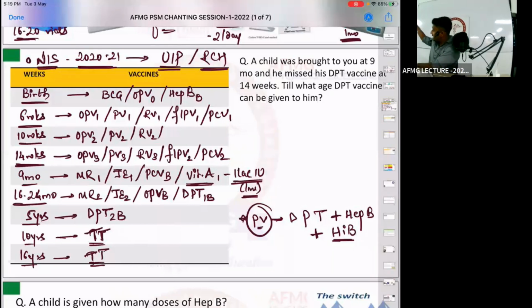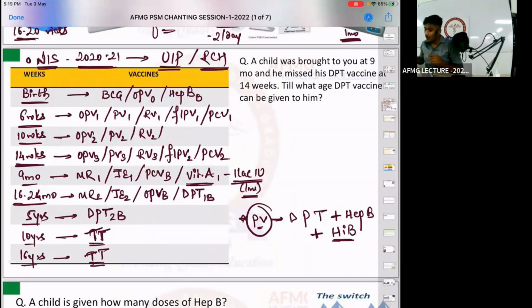जल्दी से. So we did till 14 weeks. उसके आगे 9 months पे which vaccines are given? First dose of MR, first dose of Japanese encephalitis, then booster of PCV, and first dose of vitamin A, which is 1 lakh international units. Next at 16 to 24 months, second dose of MR, second dose of Japanese encephalitis, booster of OPV, and first booster of DPT. At 5 years, second booster of DPT. 10 and 16 years, tetanus toxoid.